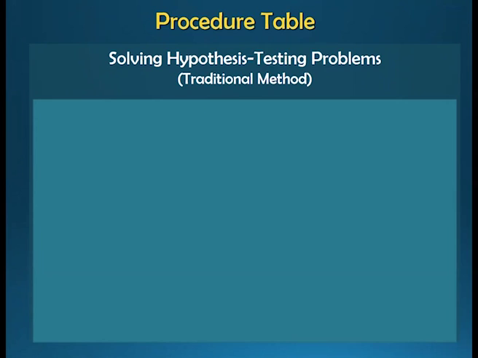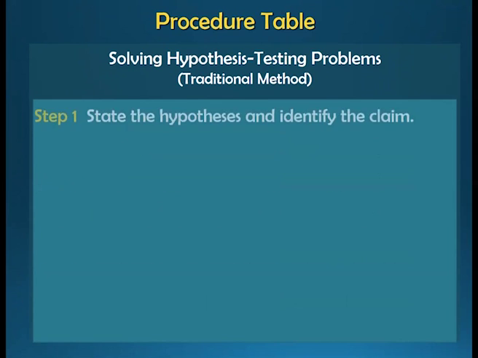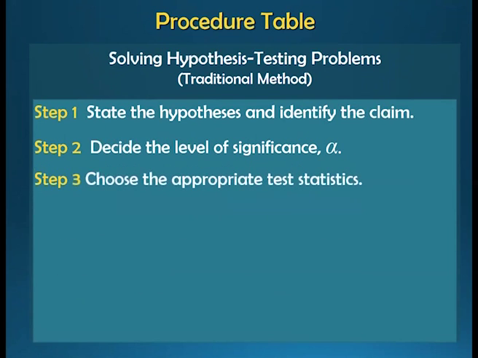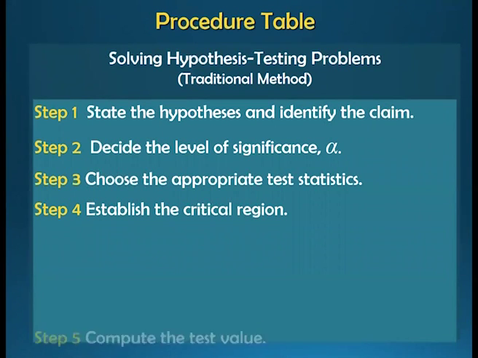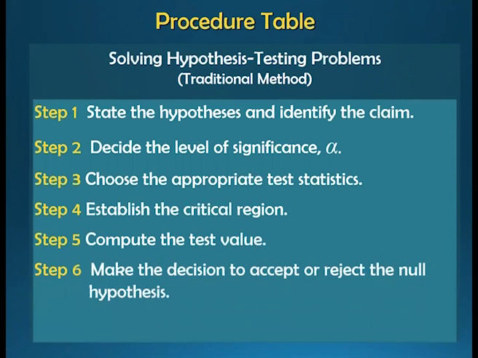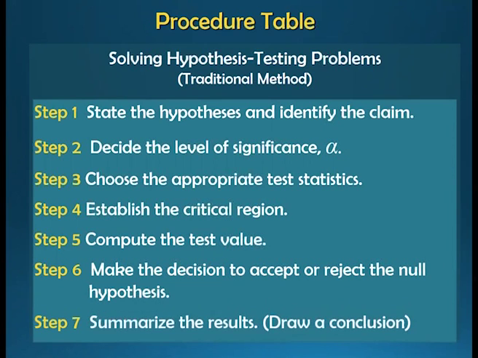To test a hypothesis, the following 7 steps will be used. Step 1. State the hypothesis and identify the claim. Step 2. Decide the level of significance. Step 3. Choose the appropriate test statistics. Step 4. Establish the critical region. Step 5. Compute the test value. Step 6. Make the decision to accept or reject the null hypothesis. And step 7. Summarize the results.